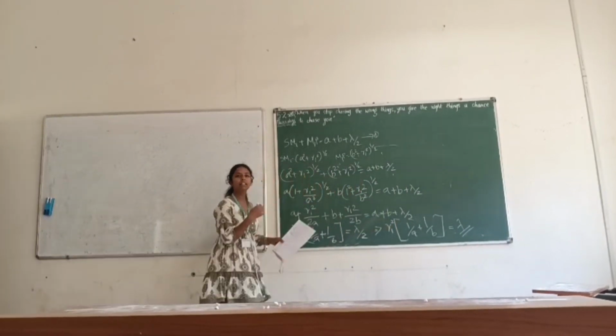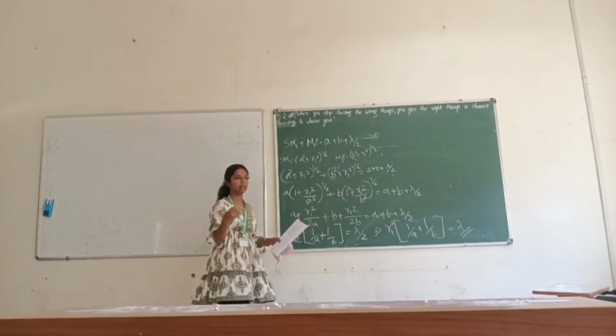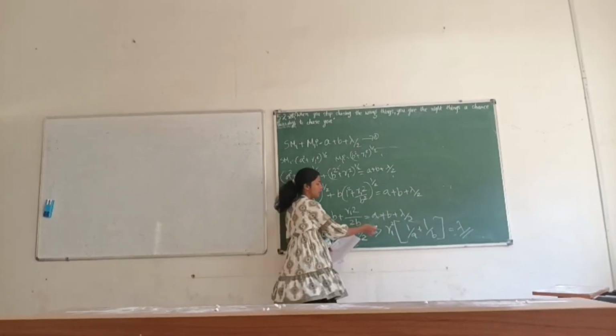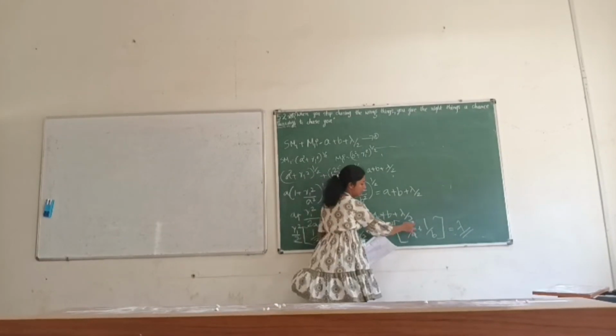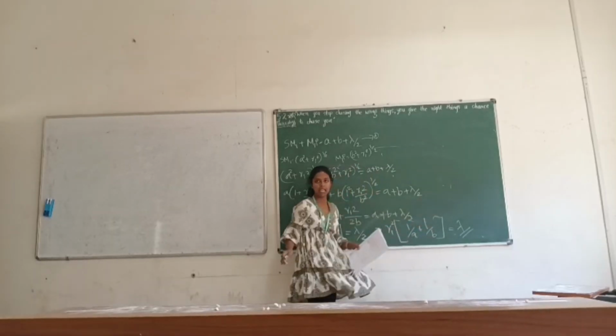Similarly, what will be the equation for the nth natural number? Rn square times (1 by A plus 1 by B) is equal to n lambda.